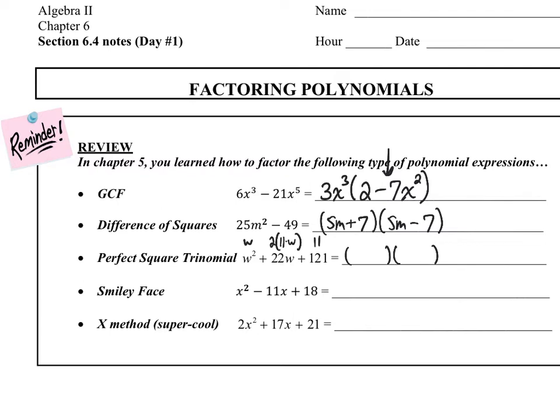Actually, no, we're not. We'll do it this way. But basically, all it's going to be is the square root of the first one, the square root of the last one, which is 11, and it's going to be the same sign, whatever sign is right here. So it's going to be plus and plus.